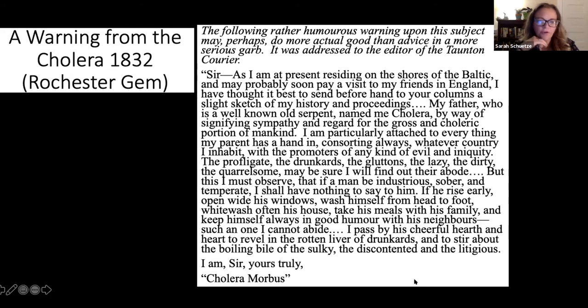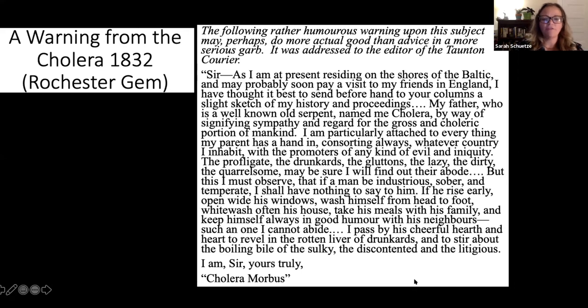The following rather humorous warning upon this subject may perhaps do more actual good than advice in more serious garb. It was addressed to the editor of the Taunton Courier, and the quoted material is, "Sir, as I am at present residing on the shores of the Baltic and may probably soon pay a visit to my friends in England, I have thought it best to send beforehand to your columns a slight sketch of my history and proceedings. My father, who is a well-known old serpent, named me cholera by way of signifying sympathy and regard for the gross and choleric portion of mankind.